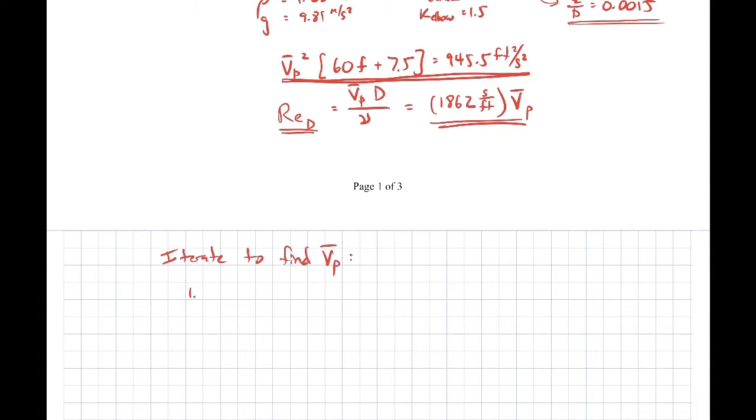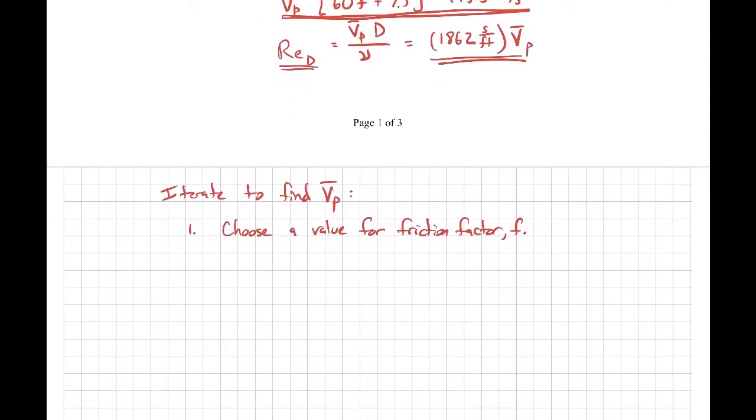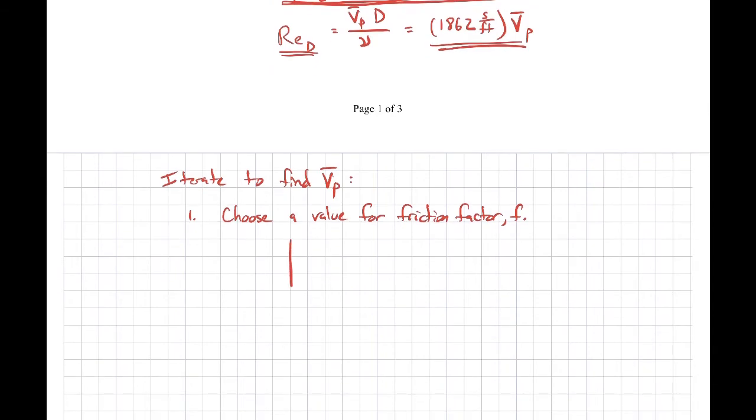And the approach I'm going to take is to choose a reasonable value for the friction factor. If I go to my Moody plot, unfortunately I don't have a Moody plot on this page, but let me sketch it out. If you look at the Moody plot, it looks something like this. Here's the Reynolds number. Here's your friction factor. Here's your relative roughness over on this side. And you have these curves that look like the following.